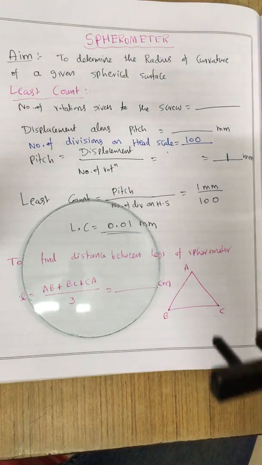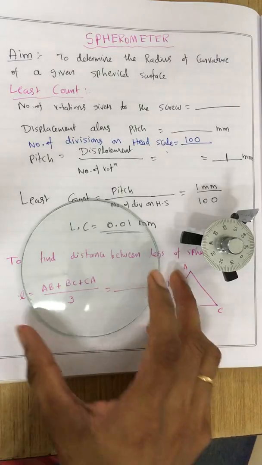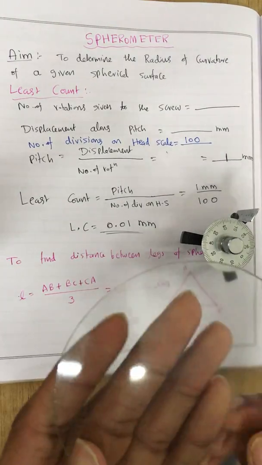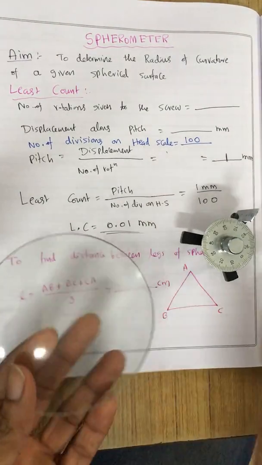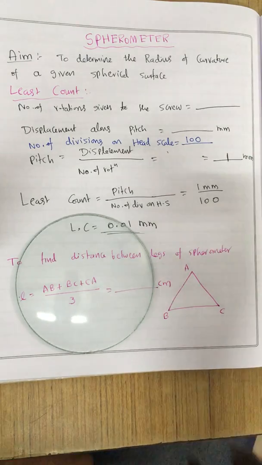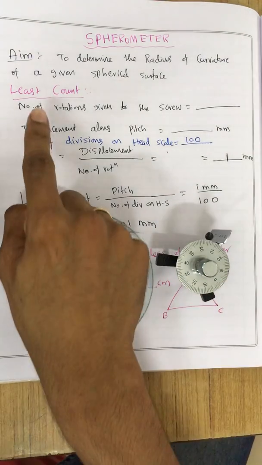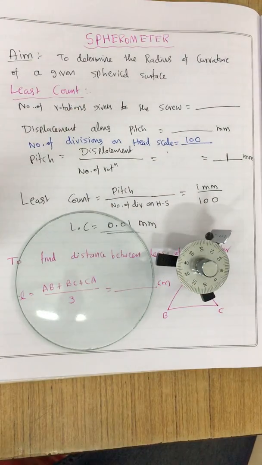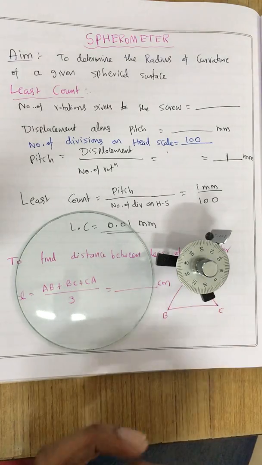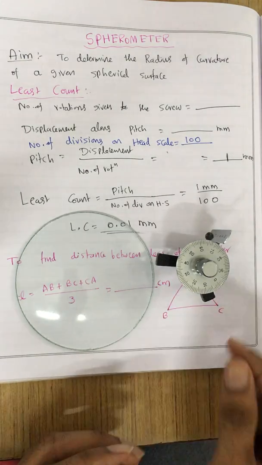Here we have a spherometer. We just have to find out the radius of curvature of this spherical surface by using this spherometer. Before we proceed, let's go for the least count. It's very similar to a screw gauge experiment.